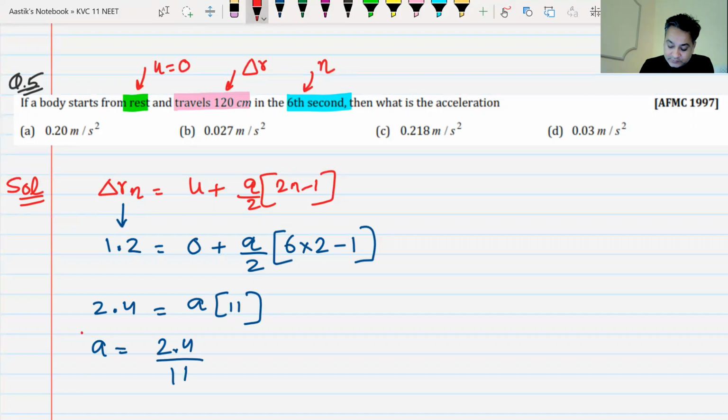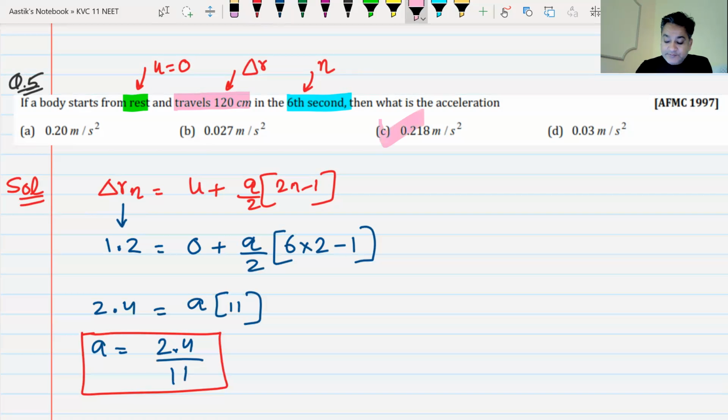You look for the closest option and that gives you the answer 0.20 or 0.218. It's not definitely 0.20. So it is 0.218. Do we understand this, my dear friends? Yes or no?